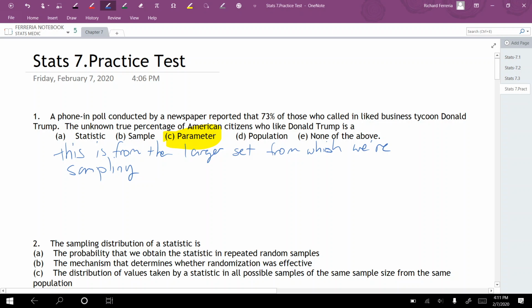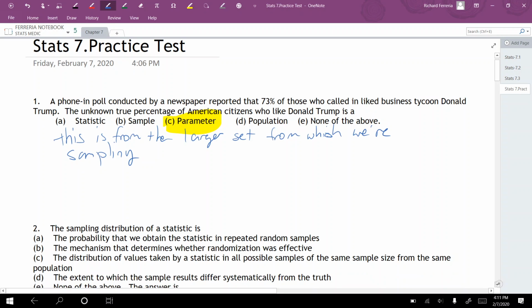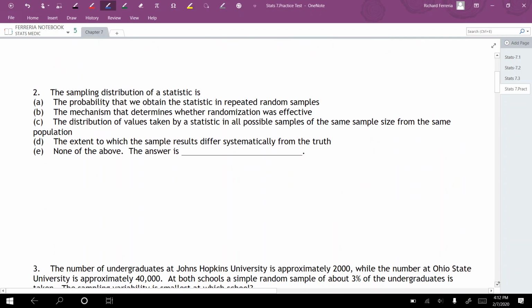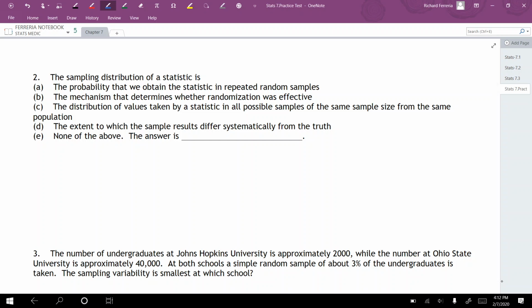Okay, let's take a look at question 2 as well. Question 2, we've got a sampling distribution of a statistic. We have: the sampling distribution of a statistic is a probability that we obtain a statistic in repeated samples. So no, that is not correct. A sampling distribution has nothing to do with probability. So probability makes this not true.